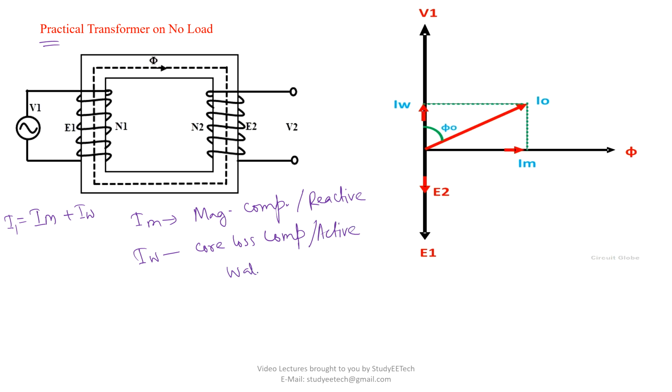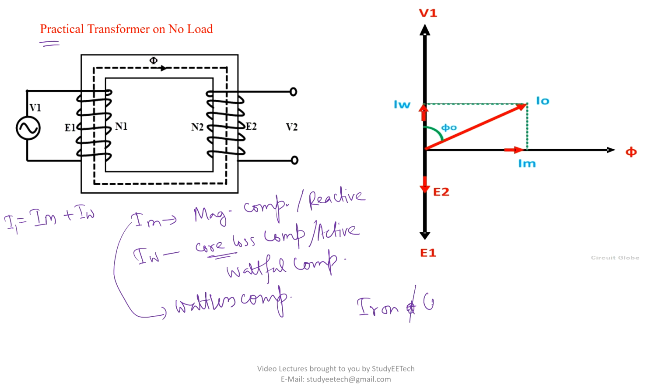Component. Okay, because this core loss, what is core loss? In the transformer, core loss or iron loss, same thing. There are two things, one is hysteresis loss and the other is eddy current loss, and they appear as heat, right? That's why this is an active component, and an active component is always in phase with the voltage. It's like resistance. So V1 and IW will be in the same phase.